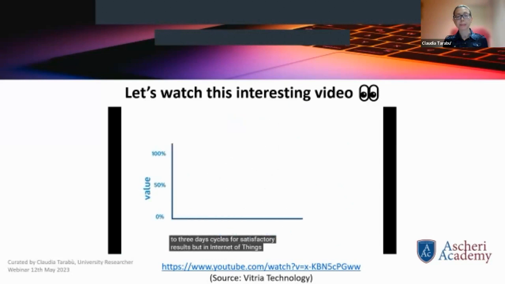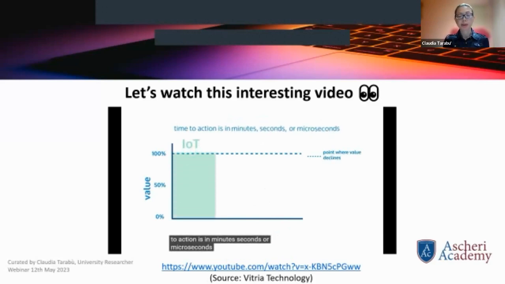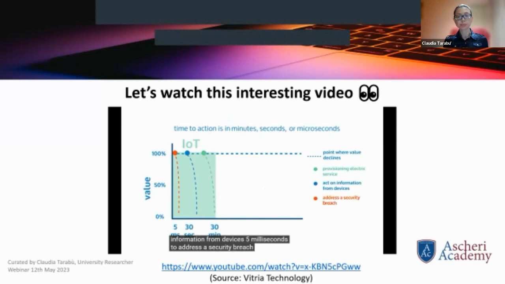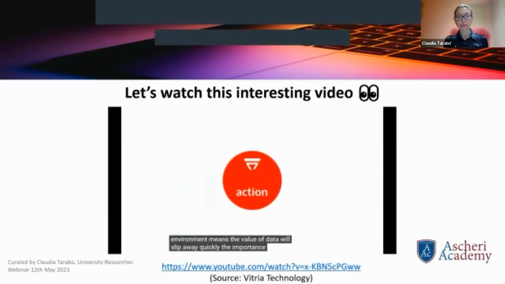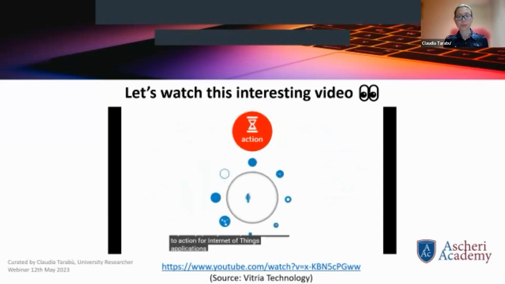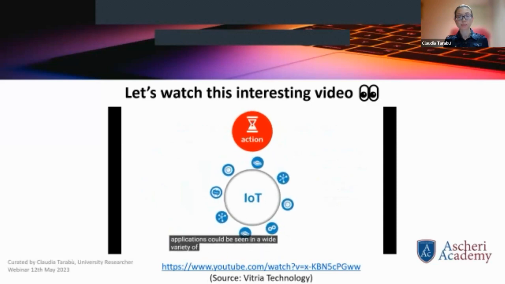But in Internet of Things, time to action is in minutes, seconds, or microseconds. 30 minutes to provision electric service, 30 seconds to act on information from devices, 5 milliseconds to address a security breach. This explosion of data and the high expectations in the Internet of Things environment means the value of data will slip away quickly. The importance of time to action for Internet of Things applications can be seen in a wide variety of applications and use cases.